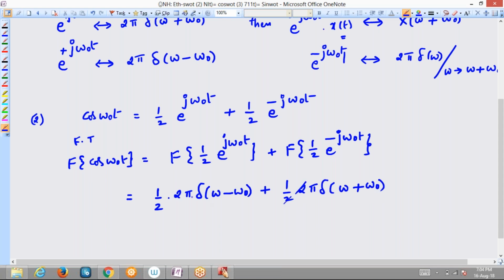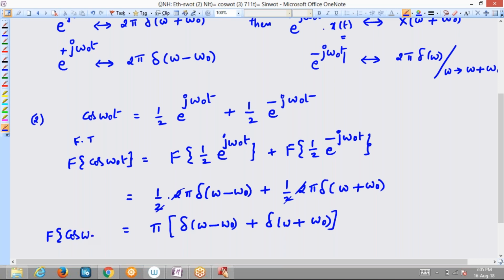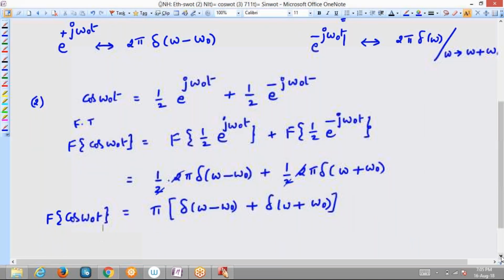So that 2 cancels. We have pi in common, taking it outside of the expression: del of omega minus omega naught plus del of omega plus omega naught. So the Fourier transform of cos omega naught t is equal to pi del of omega minus omega naught plus pi del of omega plus omega naught.